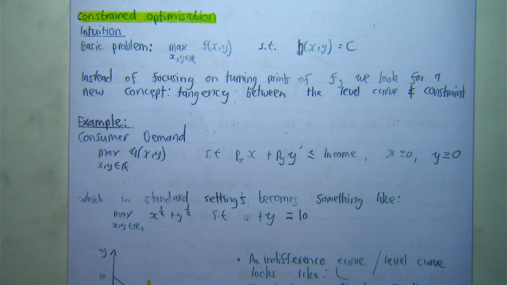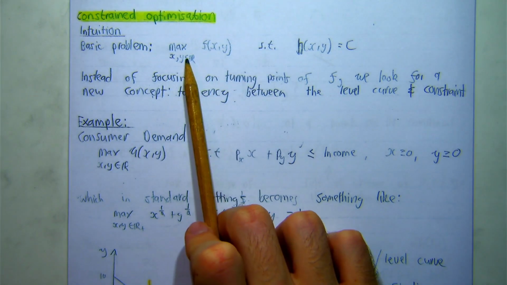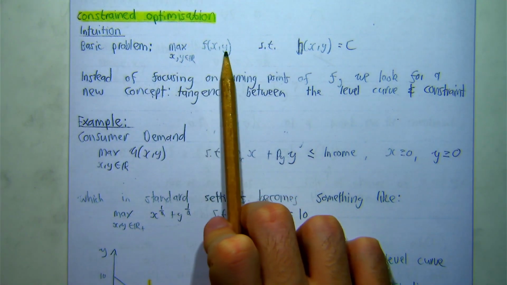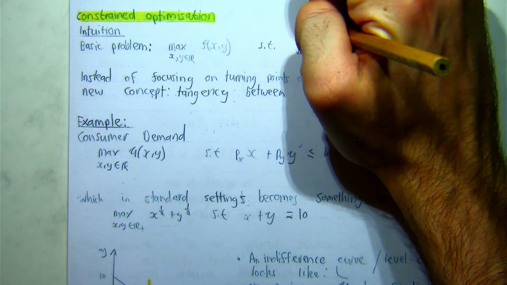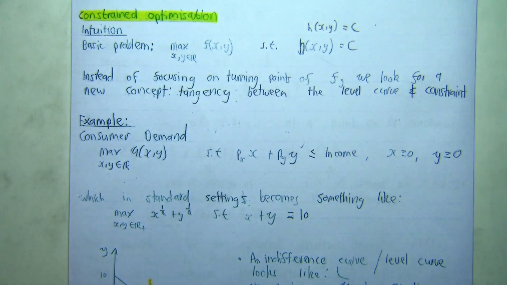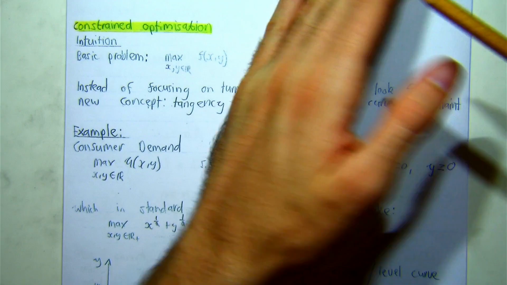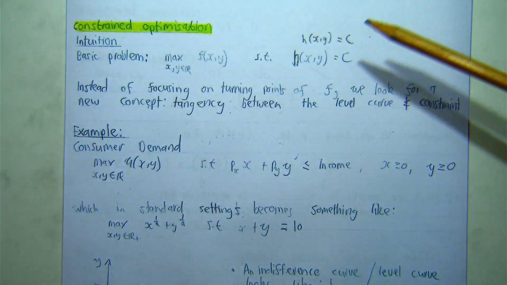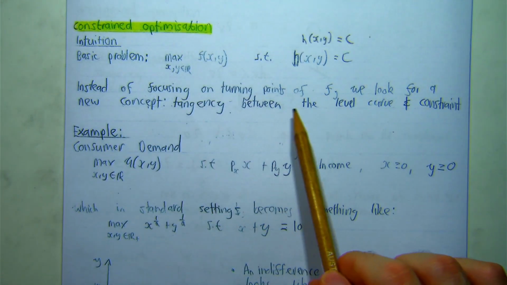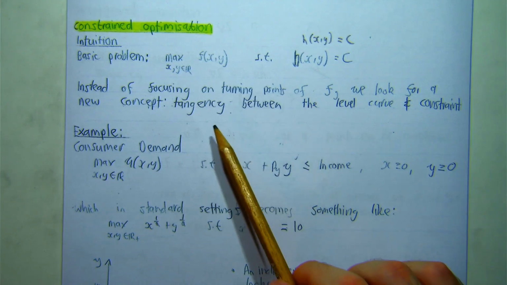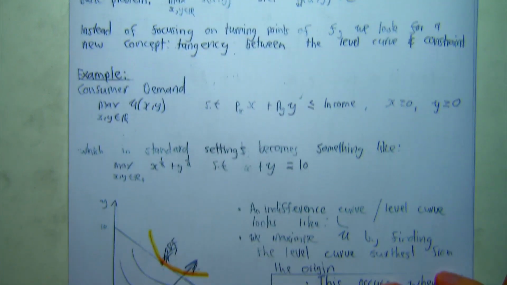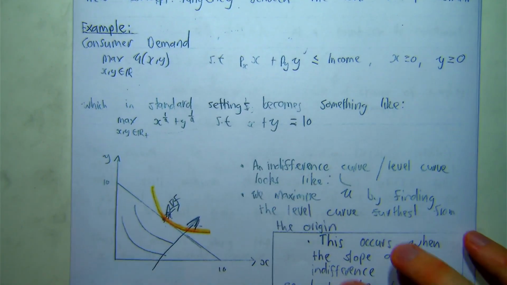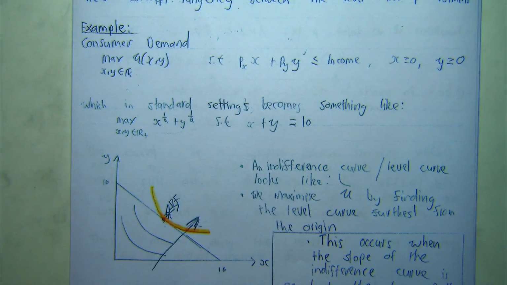So constraint optimization, we're looking for maximizations of an objective function, but now we have a constraint. It's a bit unclear, but what that says is h of xy is equal to c. So in addition to maximizing the objective function, we need to satisfy this constraint here. And instead of finding turning points, we're now looking for a new concept, which is tangency between the level curve and the constraint. Okay, let's take a look at this through an example, give some intuition for what's going on.